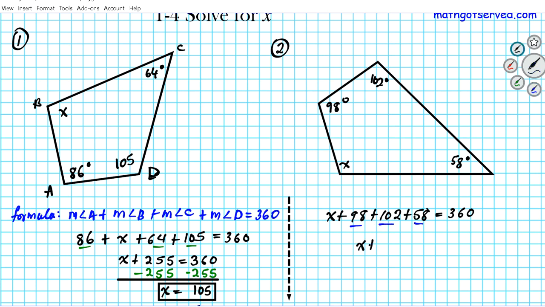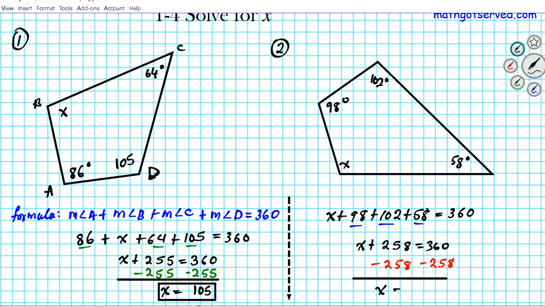So x plus, let's go ahead and add those three numbers. If we add all that together, we end up with 258. Okay, that's equal to 360. Now to get x by itself, what do we do? We subtract 258 from both sides of the equation. Subtract 258, and that will give us our final answer.